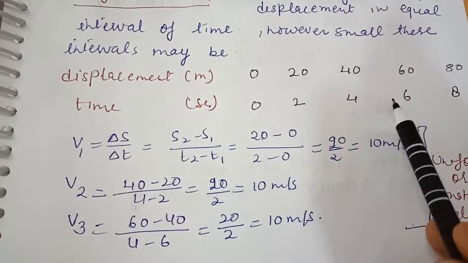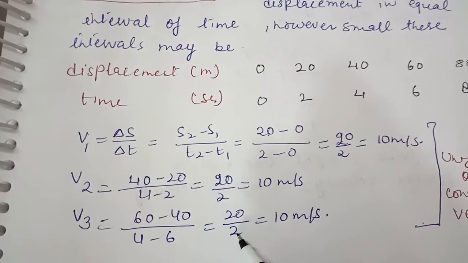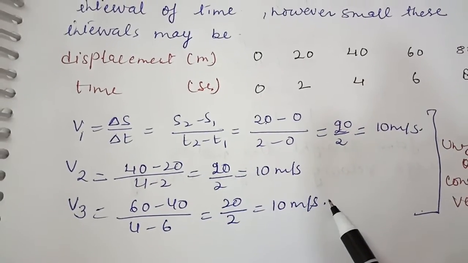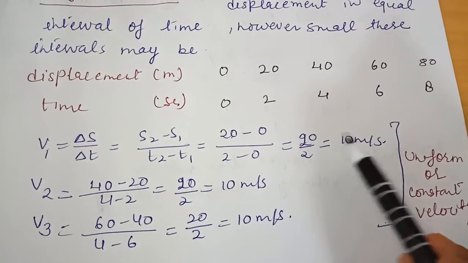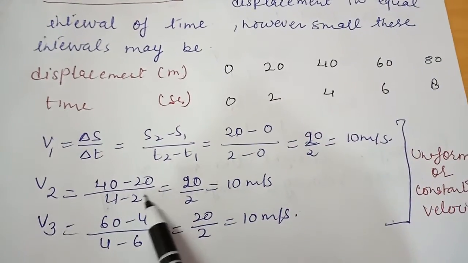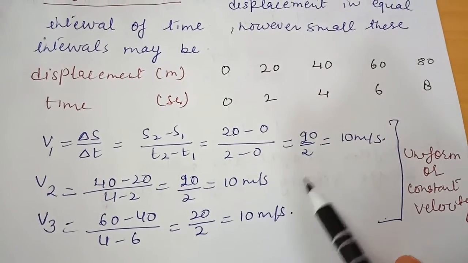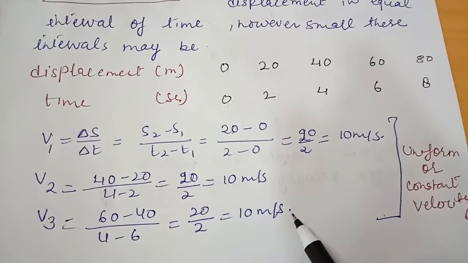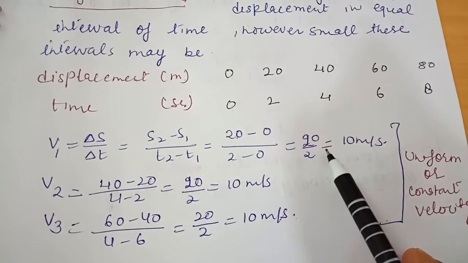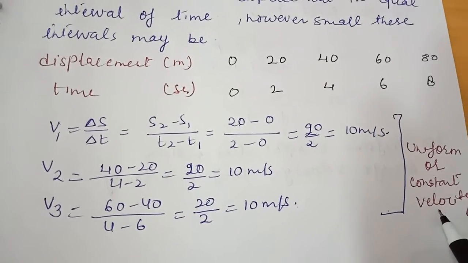Similarly, in the next time interval, 60 minus 40 divided by 6 minus 4 is equal to 20 by 2, 10 meter per second. So what have you observed? In this time interval 10 meter per second, in this time interval 10 meter per second, and in this time interval 10 meter per second. So in each case the value of the velocity is constant and the direction is also the same. So this is the case of uniform or constant velocity.